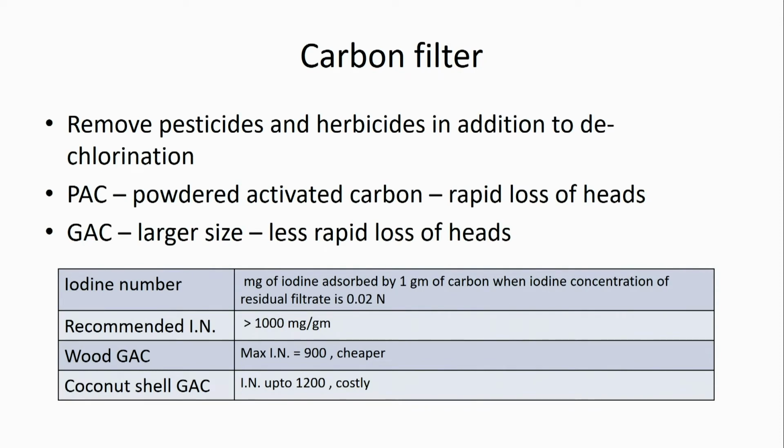So carbon filter, in addition to dechlorination, also removes pesticides and herbicides. Powdered activated carbon is very fine carbon particles, and there is rapid loss of heads, so it should not be used, and granular activated carbon should be used. The recommended iodine number should be more than 1000 milligram per gram. The wood granular activated carbon, which is cheaper available in the market, has a maximum iodine number of 900, so it should not be used. We should always ask our vendor to provide coconut shell granular activated carbon, which has an iodine number of around 1200, although it is costly.